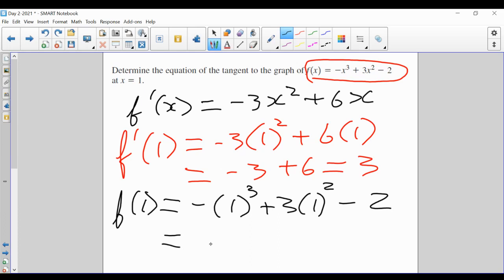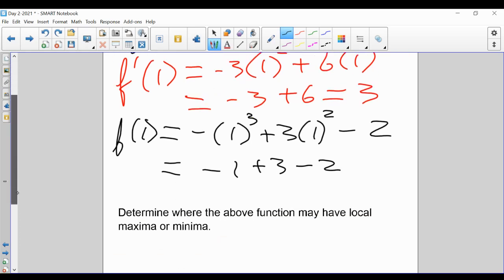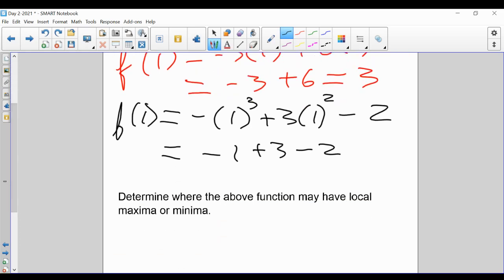So here we go. This is minus 1. This is plus 3. This is minus 2. Looks like this is 0, actually. Looks like this is 0. Determining where the function might have a maximum or minimum, we're going to leave that out.